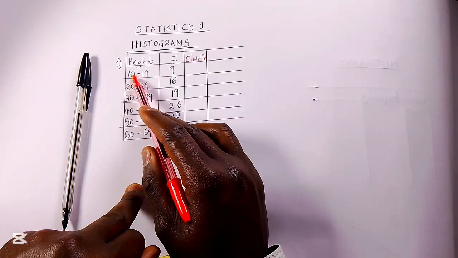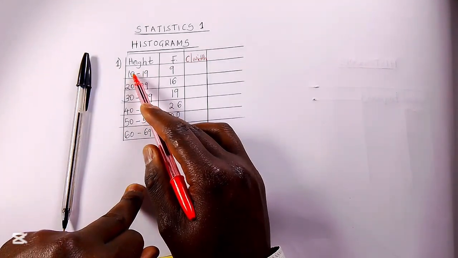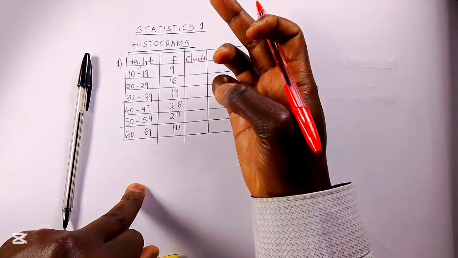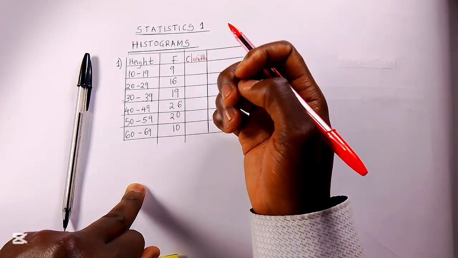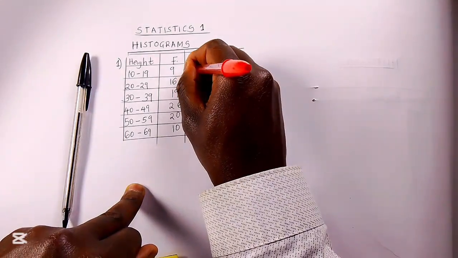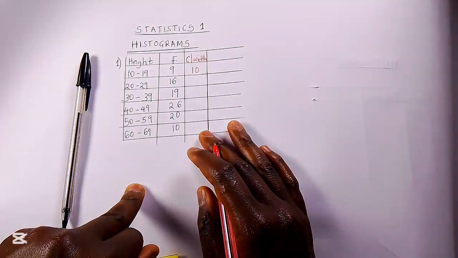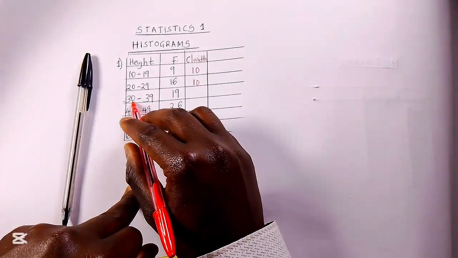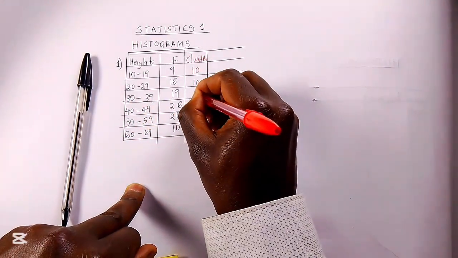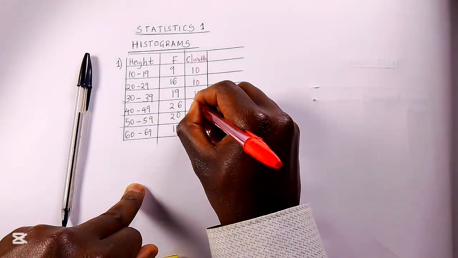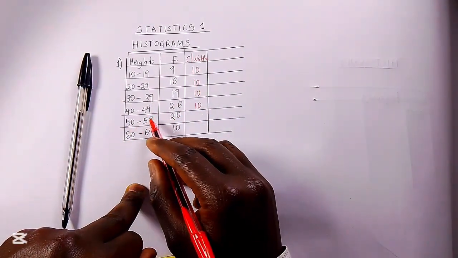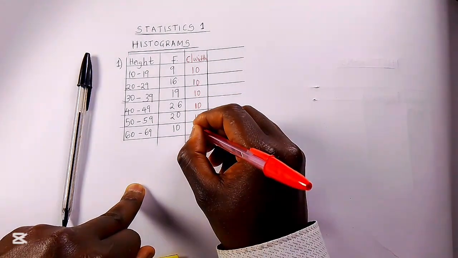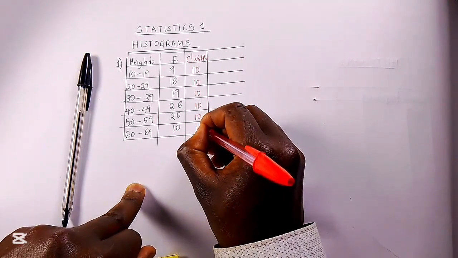We count from 10 to 19. How many values do we have from 10 to 19? We have 10, 11, 12, 13, 14, 15, 16, 17, 18, 19. So we have 10 values. That is our class width. Then 20 to 29, we still have 10. 30 to 39, we have 10. 40 to 49, we have 10. 50 to 59, we have 10. 60 to 69, we have 10.